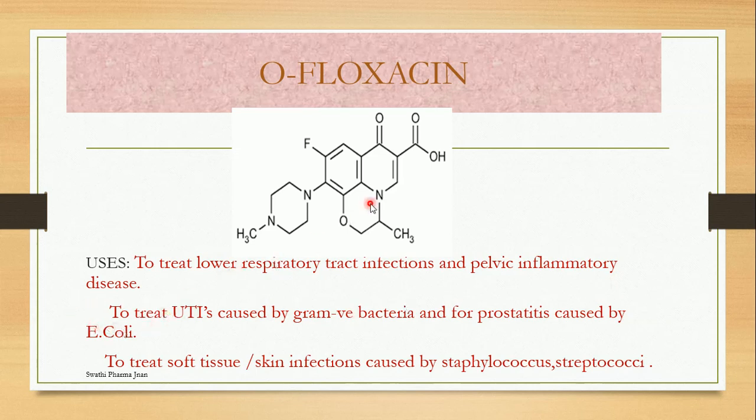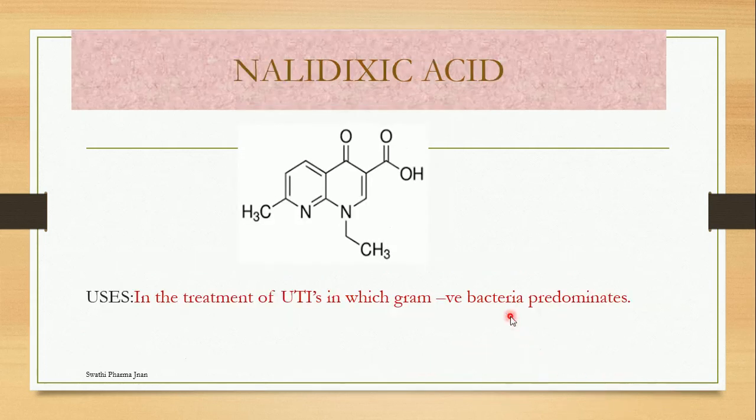We can use this ofloxacin to treat urinary tract infections which are caused by gram-negative bacteria, and for prostatitis which is caused by Escherichia coli, to treat soft tissue and skin tissue infections which are caused by Staphylococcus species and Streptococcus species. Next structure is nalidixic acid.